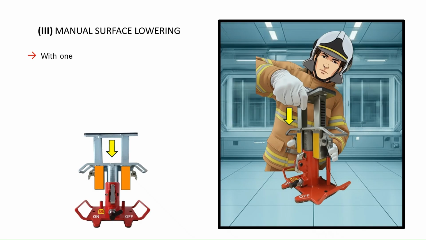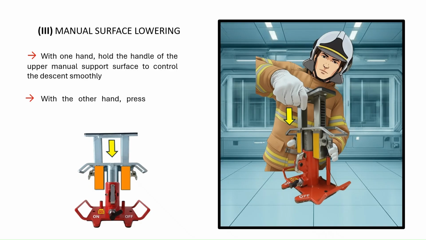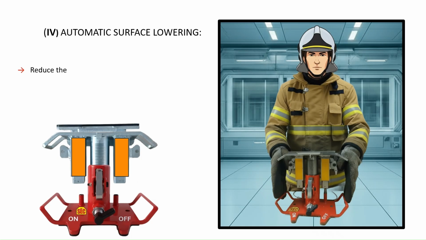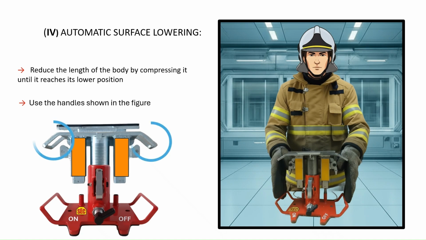Then lower the manual platform. One hand controls the handle for smooth descent, while the other presses the 2 lateral locking mechanisms in the direction of the green arrows. Finally, fold the automatic platform using the handles shown, pushing firmly inward.